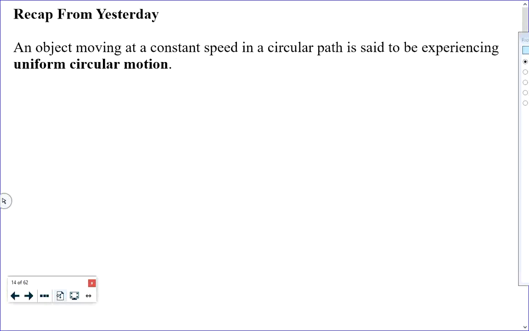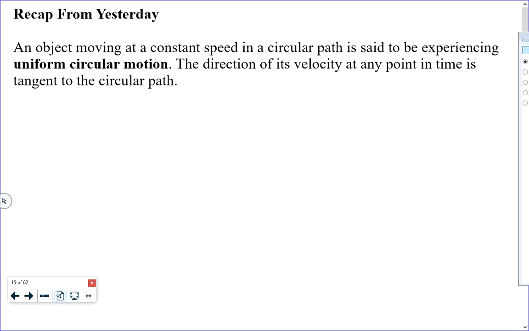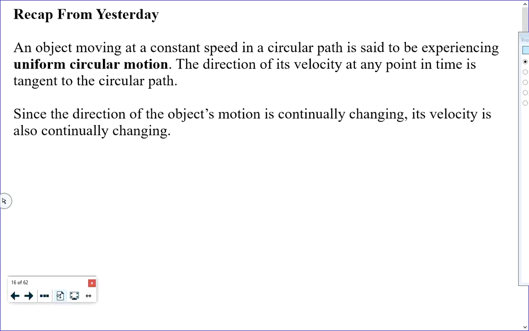An object that moves at a constant speed in a circular path is moving in a motion that we describe as uniform circular motion. But you need to understand that the velocity is continually changing direction. If you travel in a circle, at every point in time, your velocity is in a particular direction, but even a sliver of a second later, you are pointing in a different direction. So you're moving in a different direction. And that direction is called tangent to the curve. Since the direction of the motion is changing, the velocity is changing.